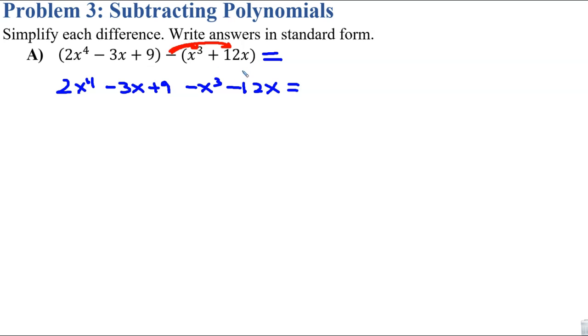And then from there, it's just a matter of combining my like terms to put things in standard form once again. I've got my 2x to the fourth. All right, this time I've got my minus x to the third.